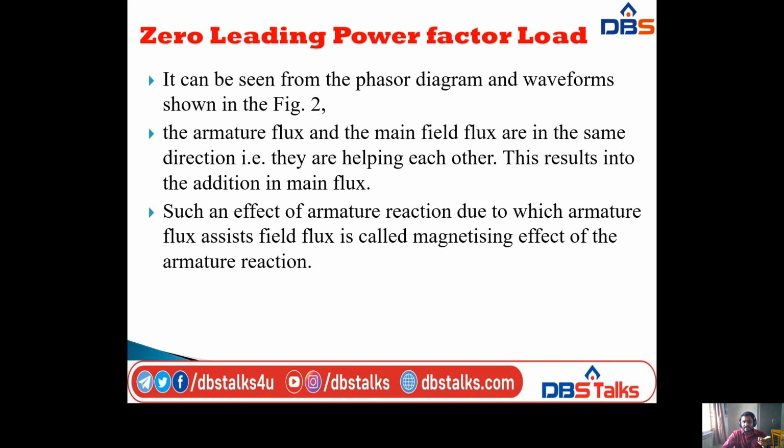It can be seen from the phasor diagram and waveforms shown in the figure that the armature flux and main field flux are in the same direction. That is, they are helping each other. So this results in an addition to the main flux. Such an effect of armature reaction, due to which armature flux assists the field flux, is called the magnetizing effect of the armature reaction. So in the unity power factor load we have cross magnetizing, in the zero lagging power factor we have the demagnetizing effect, and in this one we have the magnetizing effect of the armature reaction.